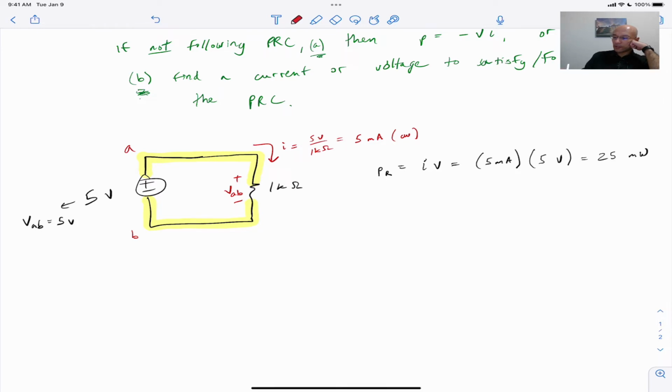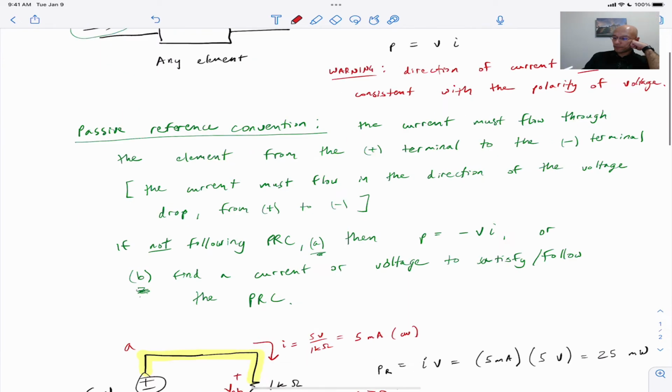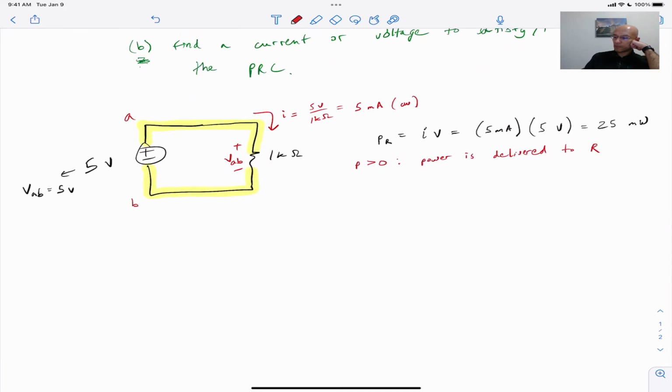One thing to note is that P greater than 0, so positive power, means that power is delivered to the resistor. That's why we wrote up here, calculate the power delivered. What does the resistor do with this power? It dissipates it as heat.